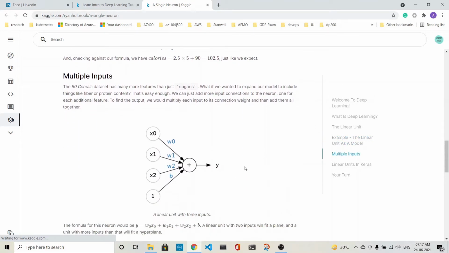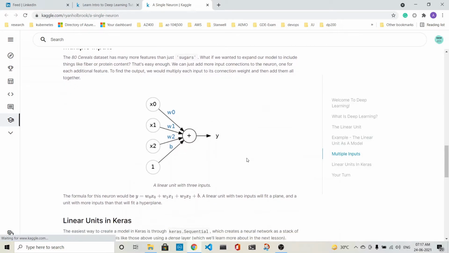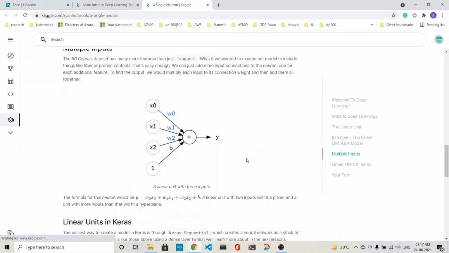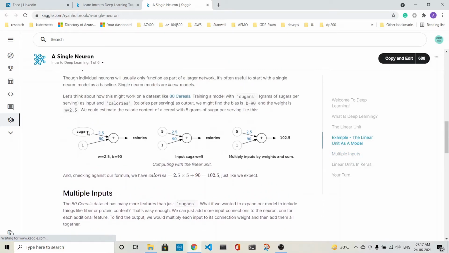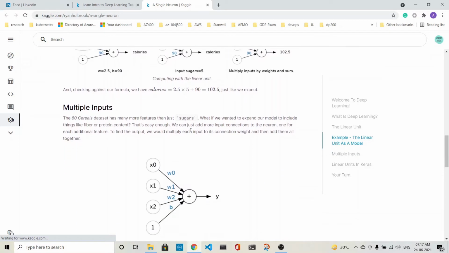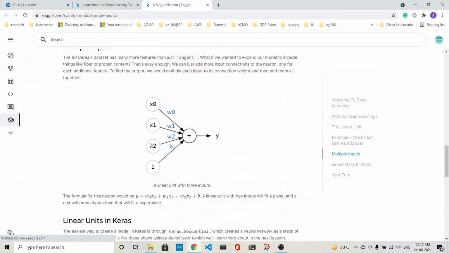Now there is another example of a linear unit, but here instead of a single input, sugars, we will find that it has three inputs: x0, x1, x2, and correspondingly the weights are w0, w1, w2, and obviously there is a bias. The formula for the neuron is w0 x0 + w1 x1 + w2 x2 + b.